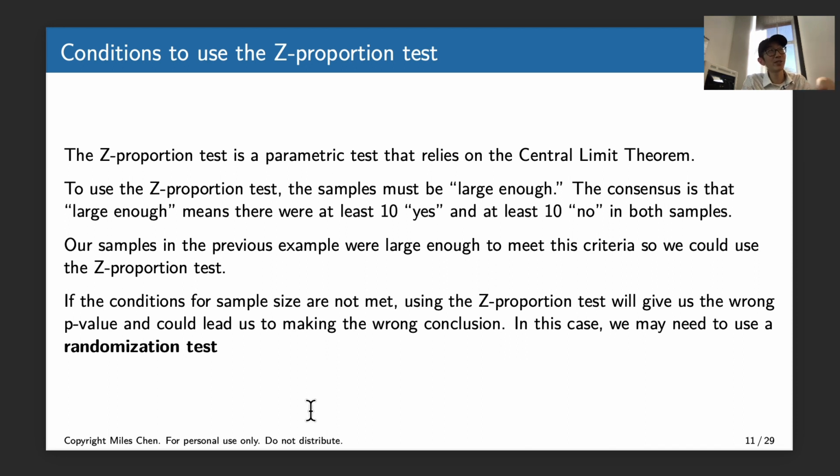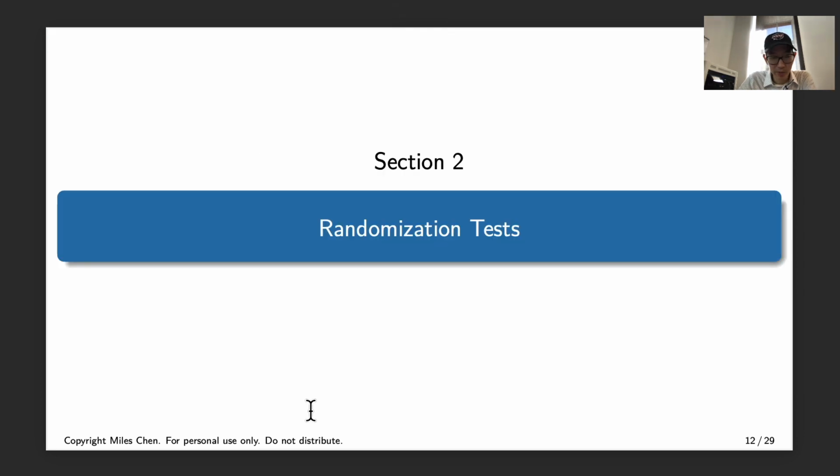And in general, if you can just use a parametric test, just use a parametric test. Your life is generally easier, okay? You just kind of have to check your conditions. But if you don't have a big enough sample, then using a parametric test can lead you to the wrong p-value and thus lead you to the wrong conclusion. And so in those cases, you might need to use a randomization test. And that's where it takes us now.